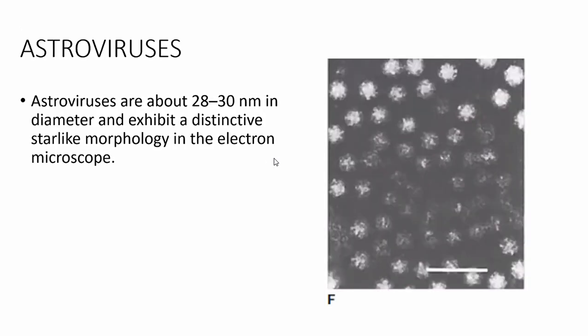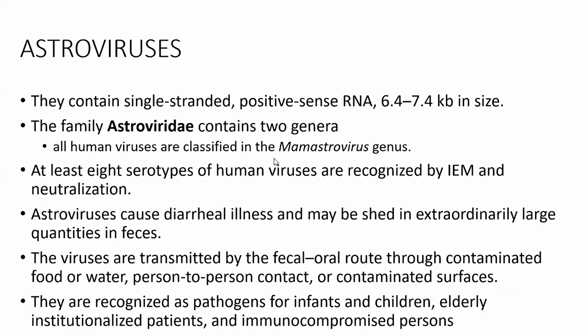Astroviruses are about 28 to 30 nanometers in diameter and exhibit a distinctive star-like morphology in the electron microscope. That's why it's called astro, star. They contain single-stranded positive sense RNA, and this family contains 2 genera. All human viruses are classified under the Mamastrovirus genus. At least 8 serotypes of human viruses are recognized by IEM and neutralization.